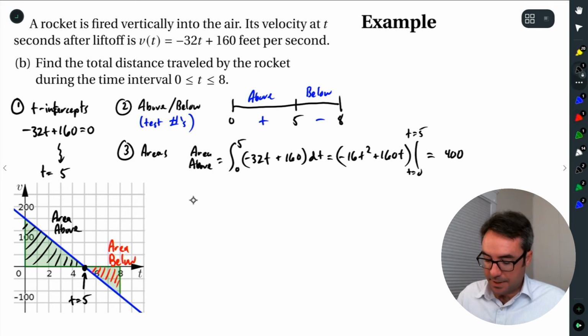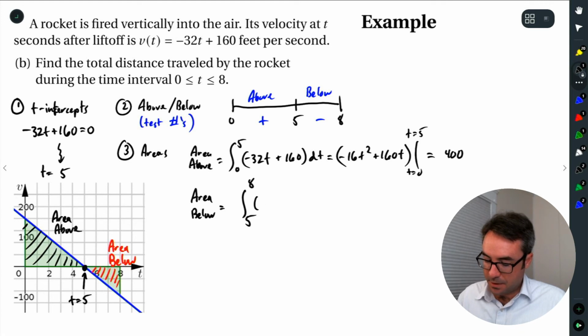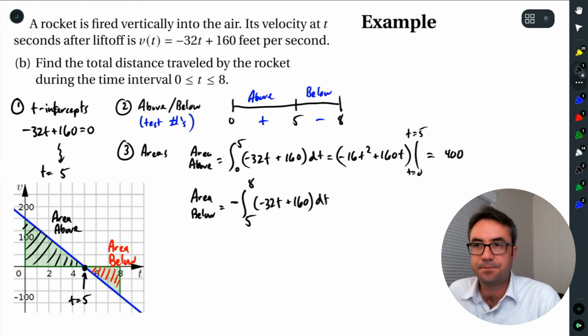And the way to calculate the area for that section that's below is the integral from 5 to 8 of our same function, negative 32t plus 160. But the fact that this region is below means we have to adjust. And the way we make an adjustment is we negate this.